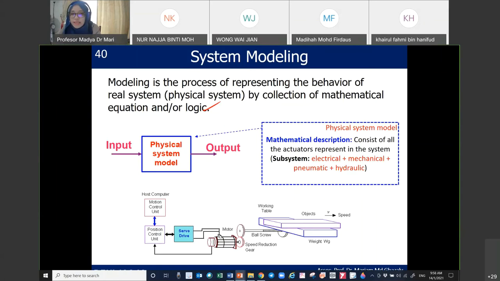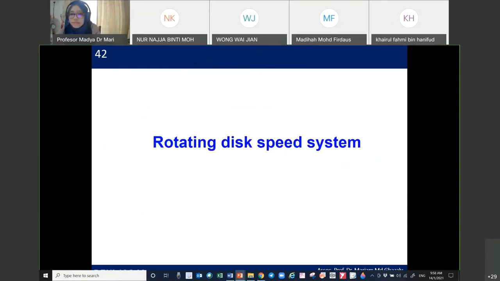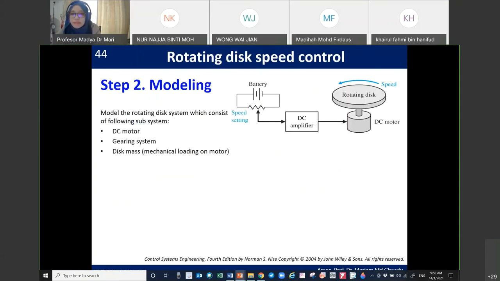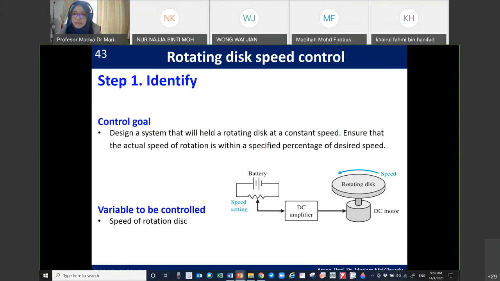When you have an equation, you don't need to do the experiment on hardware. You can use mathematical modeling to actually run the experiment. Okay, so for example, rotating this. Identify the control goal: design a system that will help rotate this at a constant speed, ensuring that the actual speed is within a percentage of the desired speed.